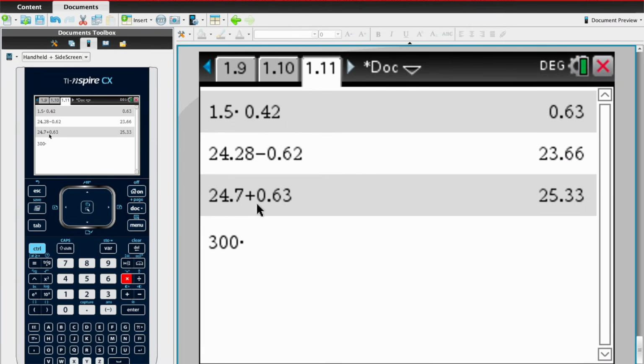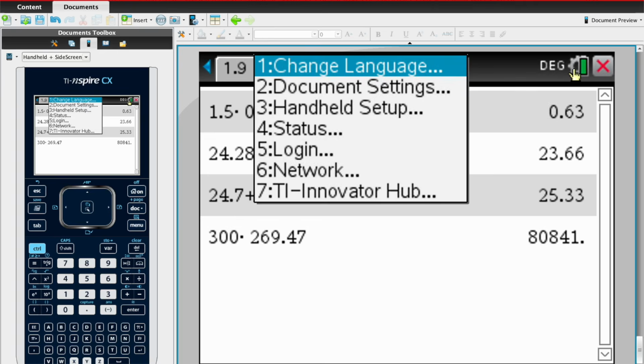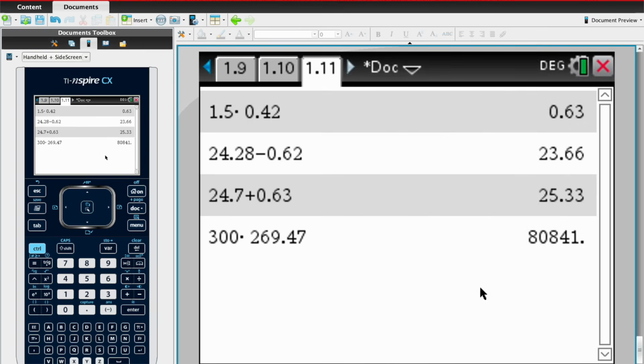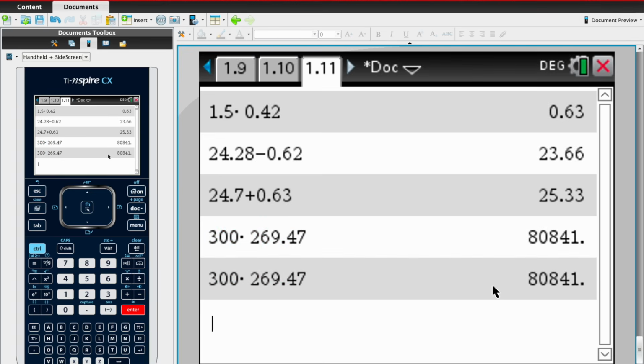300 times 269.47. So she is paying off 80,841. I'm going to go and check the float here, just because I think there might be some decimal places hanging off towards the end. So I want to recalculate this actually. No, it's exactly correct. So 80,841. That's the total amount she would need to pay. Okay. Let's go back to the document and write that out.